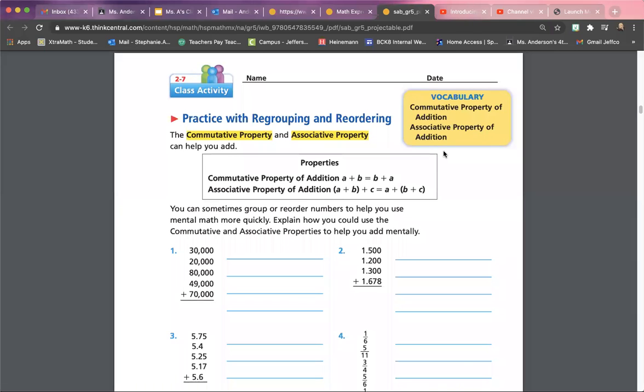All right, fifth graders, today we're going to talk about regrouping and reordering. Luckily, this is actually something we're very familiar with, and we've been doing it for a long time. But today we're going to start applying it to decimals. So we have the commutative property and the associative property.